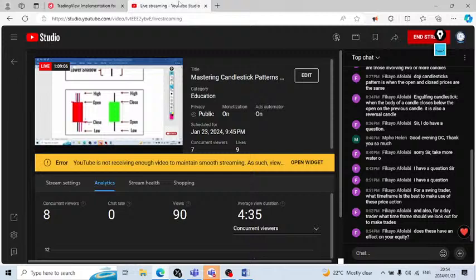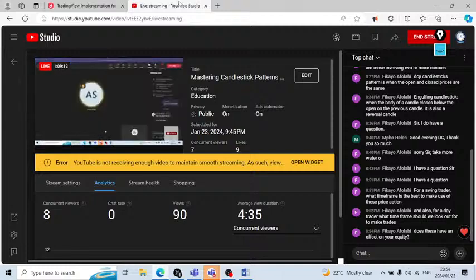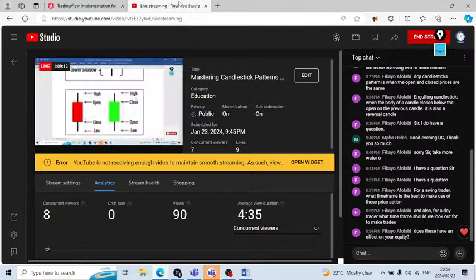This one is a funny question. Does this have any effect on your equity? Obviously, because you're executing trades using this, it's like a strategy. You're learning about these candlesticks so that you come up with a strategy, so any strategy has an impact on your equity.